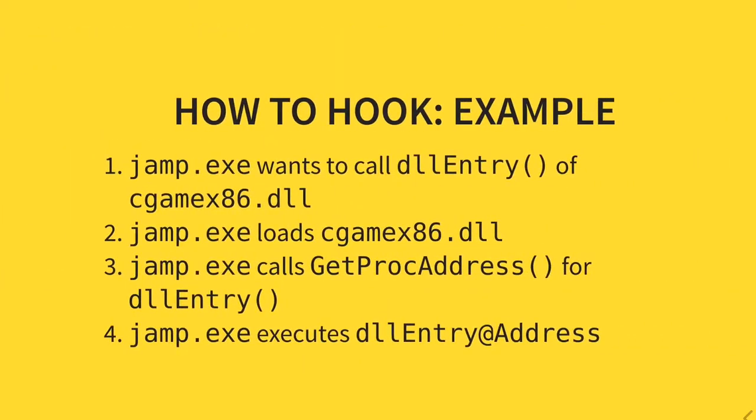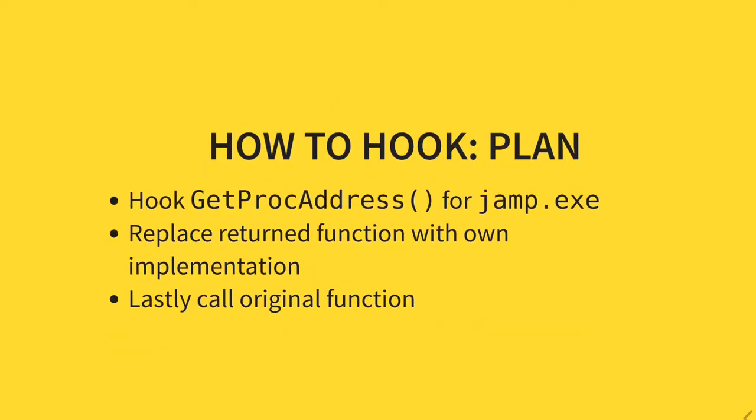So let's see what happens as soon as the main executable wants to call DLL entry. It loads this DLL inside of its process space, and it calls the Windows API function getProcAddress with the argument DLL entry. This call returns the address of the DLL entry function inside of this DLL, which the main executable can now use to actually perform the call. So the plan is to create a hook in getProcAddress for the main executable and return our own function in case the main executable wants to perform a call for DLL entry.